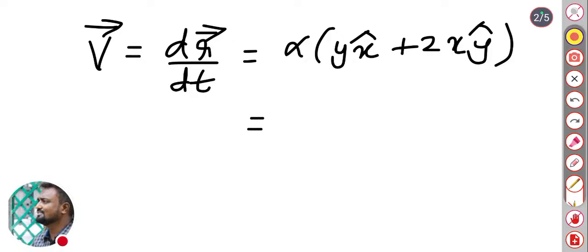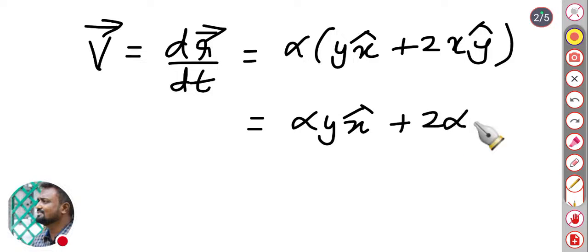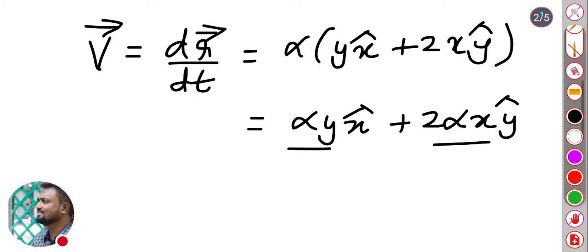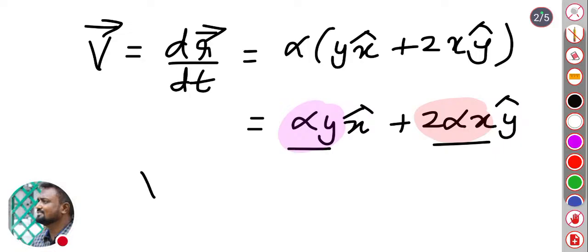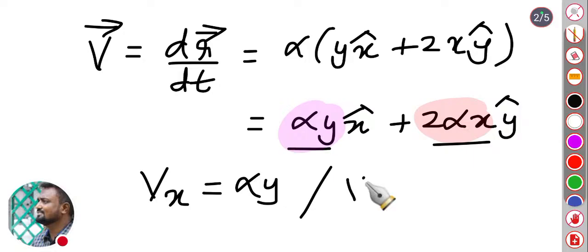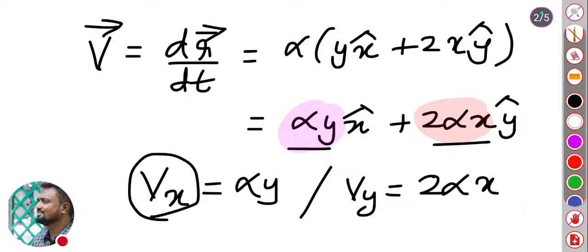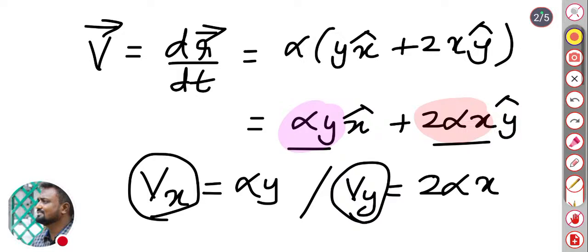Okay, we can bring the alpha inside. So alpha y x cap and plus 2 alpha x y cap. This is known as the x component of velocity and this is known as the y component of velocity. So the x component of velocity will be mentioned as Vx, that is alpha y, and the y component of velocity will be mentioned as Vy, and it is 2 alpha x.